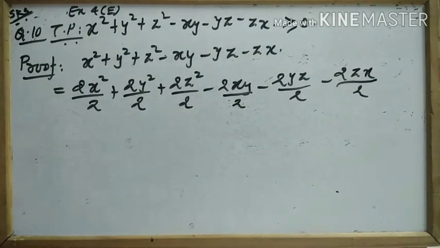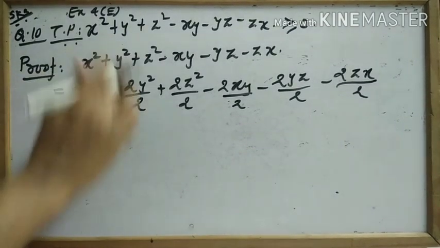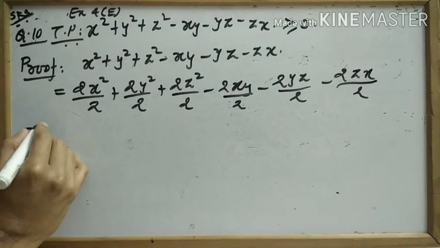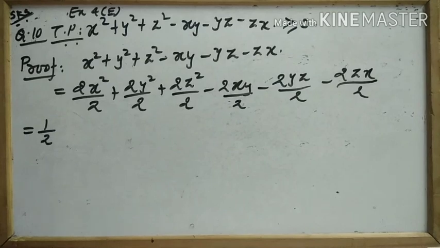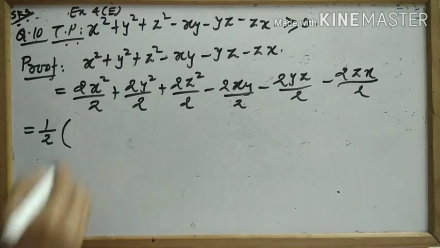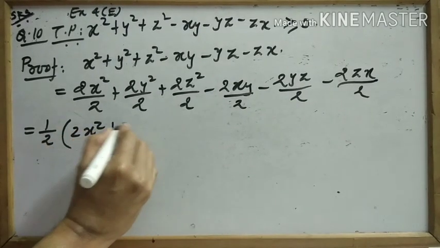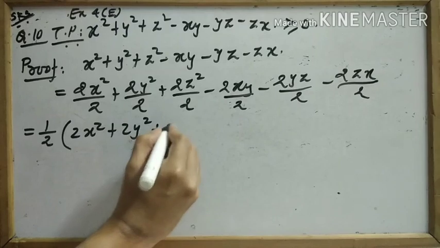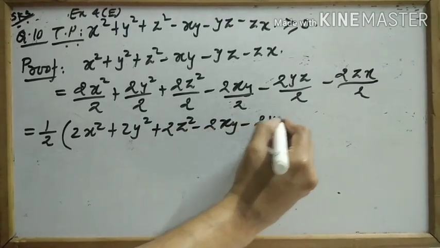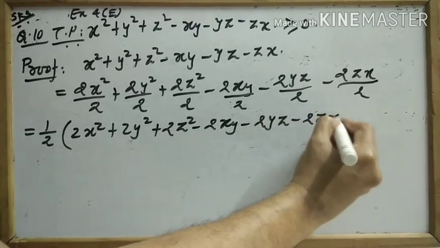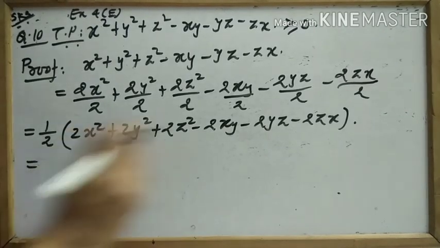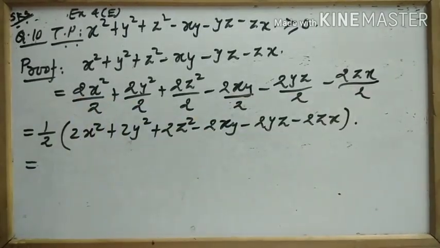My God, what have we done? 2 upon 2, 2 upon 2, 2 upon 2, that is nothing else but 1. Now observe this very carefully: 1 upon 2. I have taken out 1 upon 2 as common. So what will be left in the bracket is 2x square plus 2y square plus 2z square minus 2xy minus 2yz minus 2xz. I hope this part is clear. I have taken the denominator 2 common.